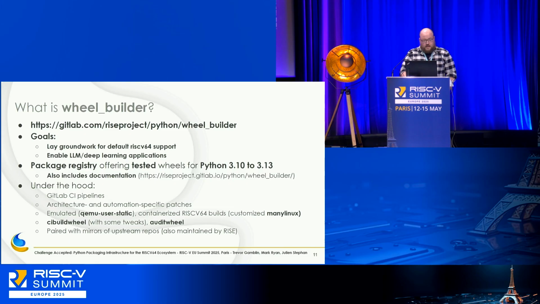It also includes documentation. Under the hood, what it consists of are GitLab CI pipelines that closely try to mirror upstream projects' pipelines for their respective builds, specific patches for different architecture and automation problems, and we use customized manylinux environments on emulated platforms to do all of the building. And we also mirror some upstream repositories.